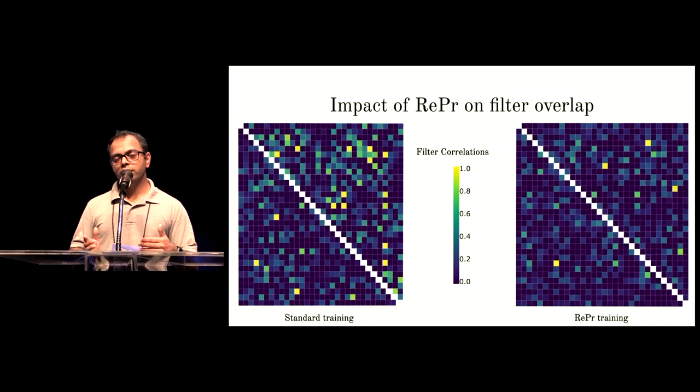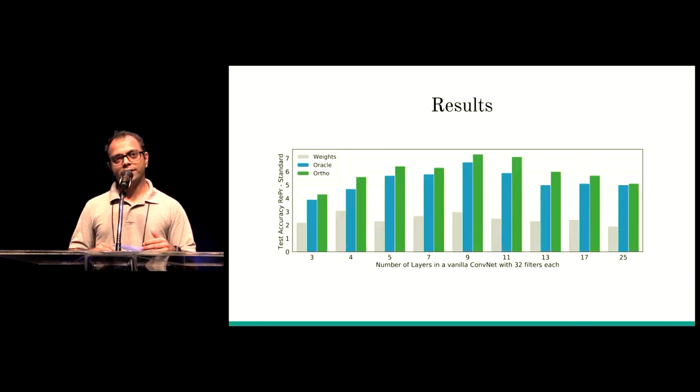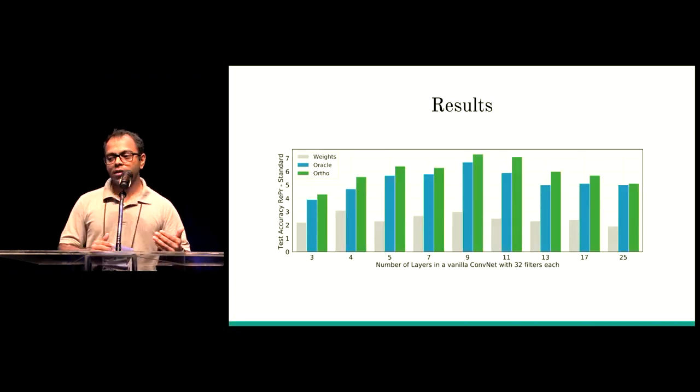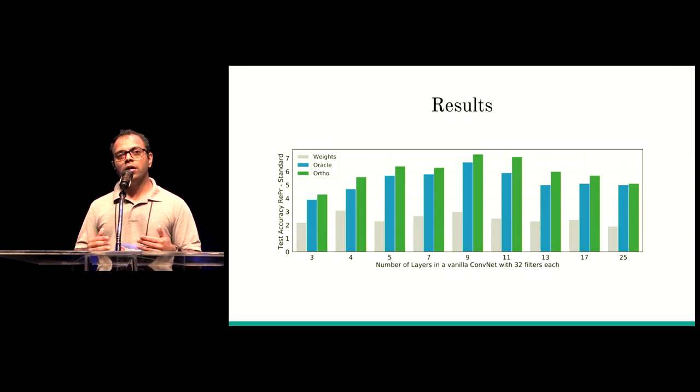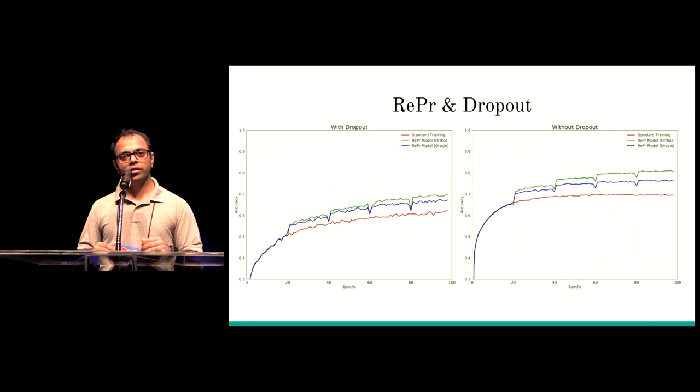And here you can see on the right, the correlations of the filters when done with this kind of training significantly reduce, especially in the later layers. And here we saw the difference in the results of RePr and the standard over various other ranking schemes. And we can see that the combination of RePr and ortho leads to the best results. And we have more results in our poster if you're interested.